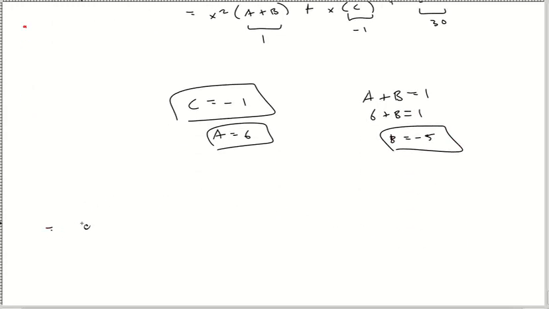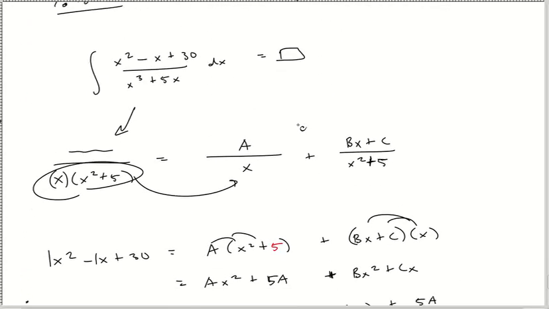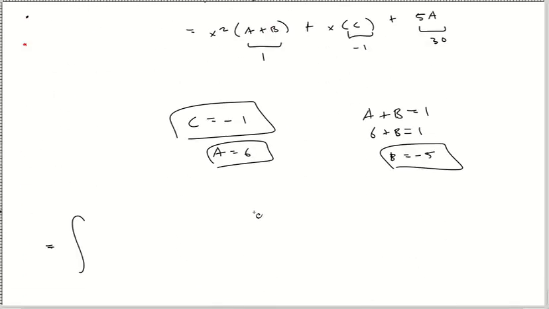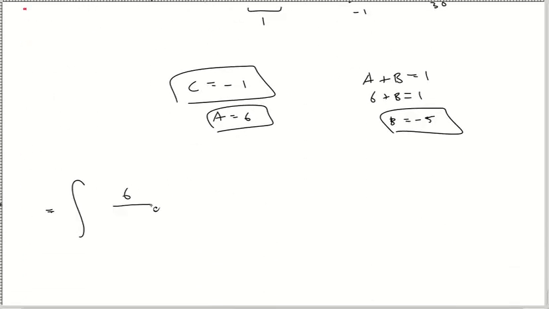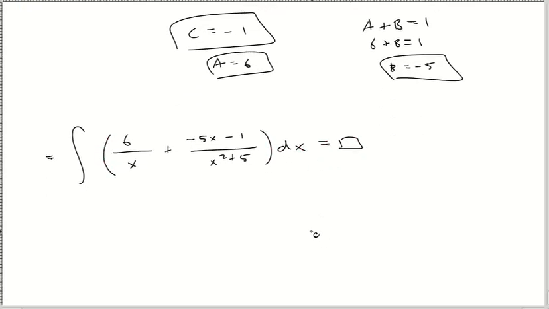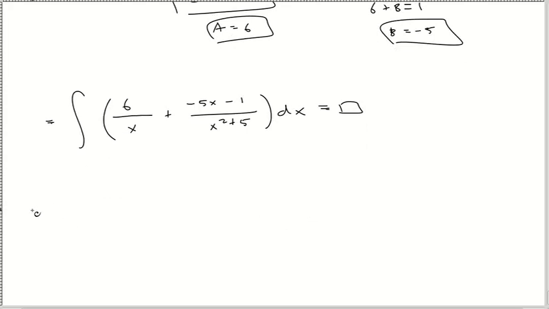And so now I can go back and say the integral of, and I basically copy-paste this: a, and my bx plus c. 6 over x, plus negative 5x minus 1 all over x squared plus 5 dx. This is now what I have to solve. How's that any better? Well, they say it's better. I say it's better too. 6 ln x for that one. Pretty simple there. What about this guy?